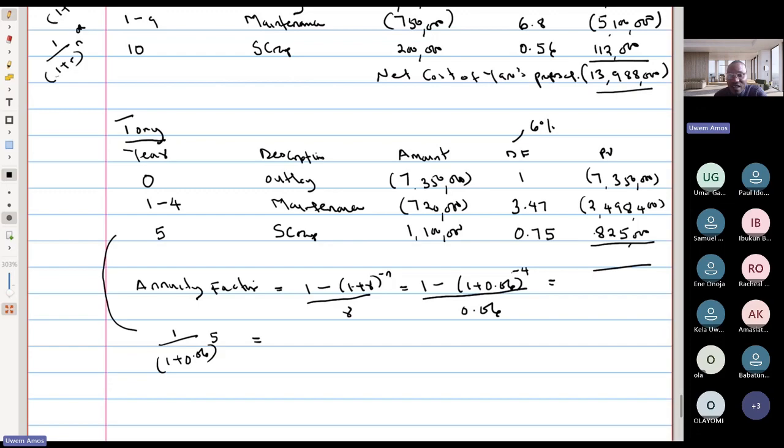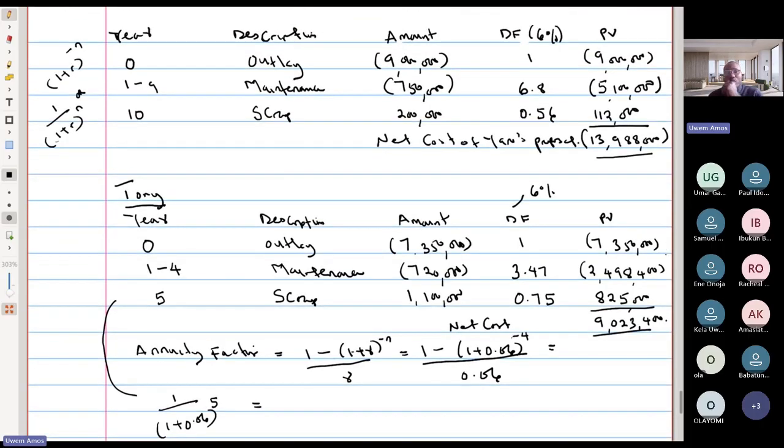So what's our net cost? Net cost here would be 7,350 minus 2,498,400, and then the inflow gives us 9,023,400. Any question on these two proposals up to this point? Any question? Okay, so let's compare. Don't forget that. Someone want to say something? Because that's why we're here.